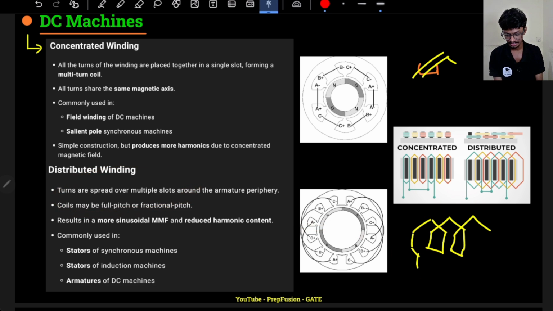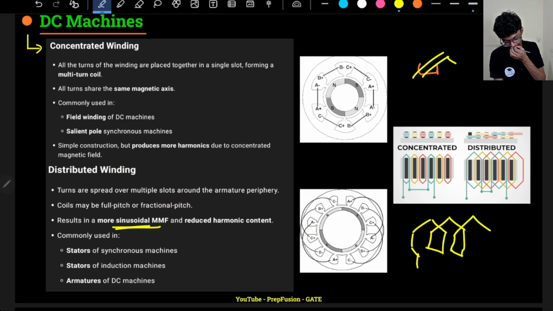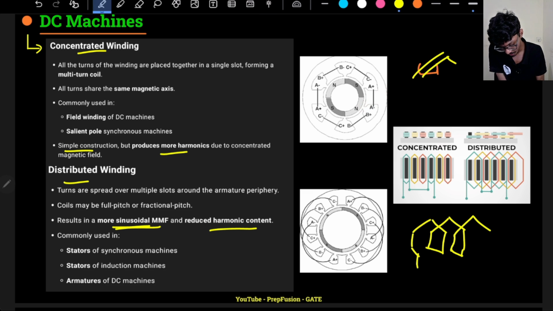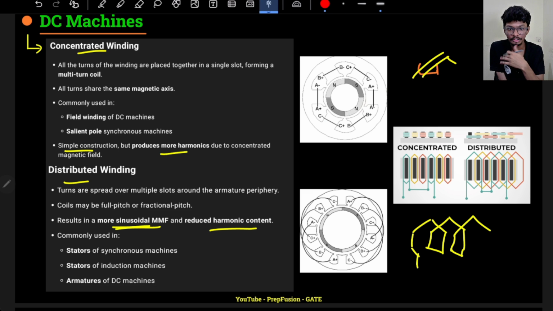So what is the advantage? If I keep it distributed, I will get a more sinusoidal MMF. Harmonic content will be reduced if I have distributed windings. But in concentrated winding, the construction will be simple. Simply keeping all of the turns in a single slot is easier, but harmonics will be higher here. It will produce more higher harmonics because all the turns are placed in a single slot. Also, the mechanical strength of this will be lower.